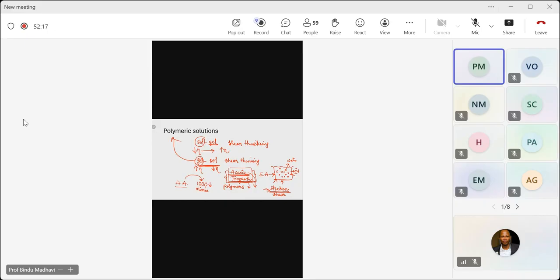So we need to be careful about what is the application of the polymer, whether the rheological behavior of that particular polymer is useful in that application or not. Then only we will be able to achieve the required function of the polymer in the selected dosage form. Am I clear?